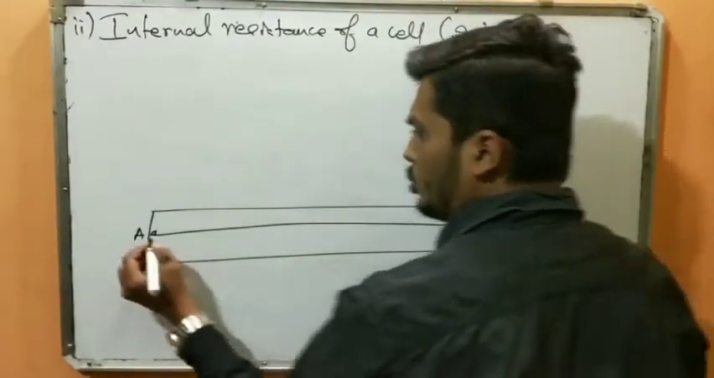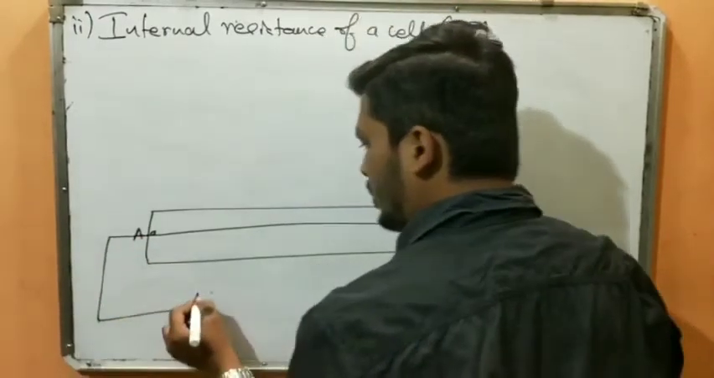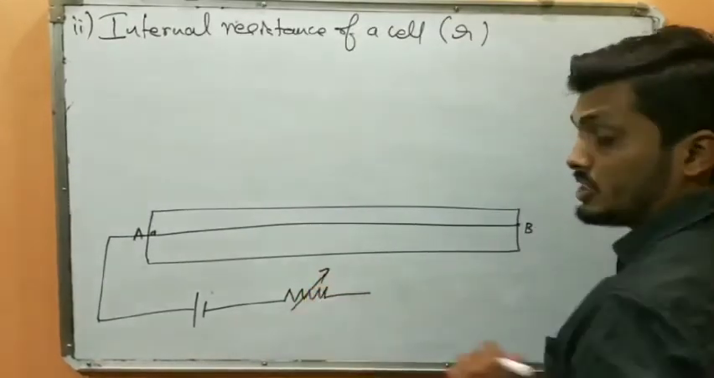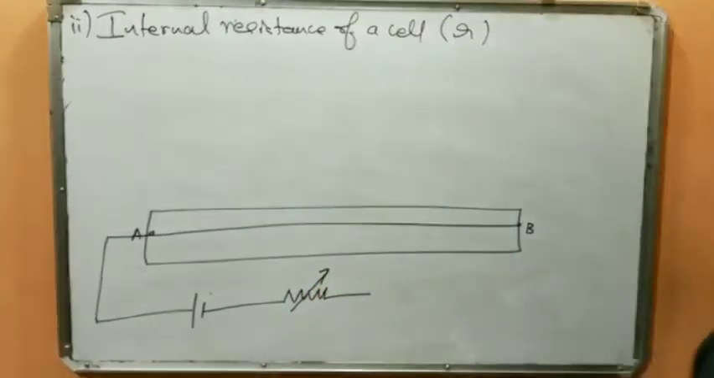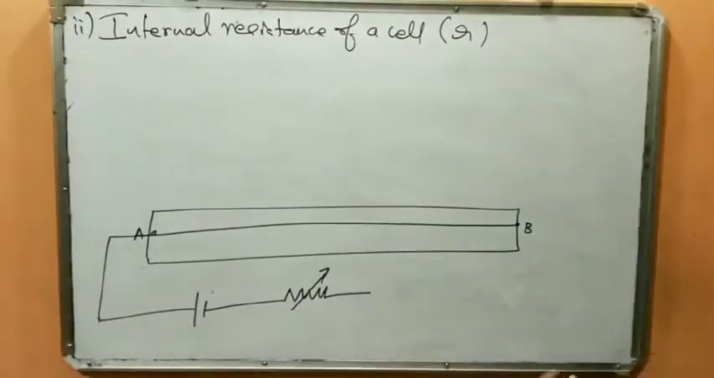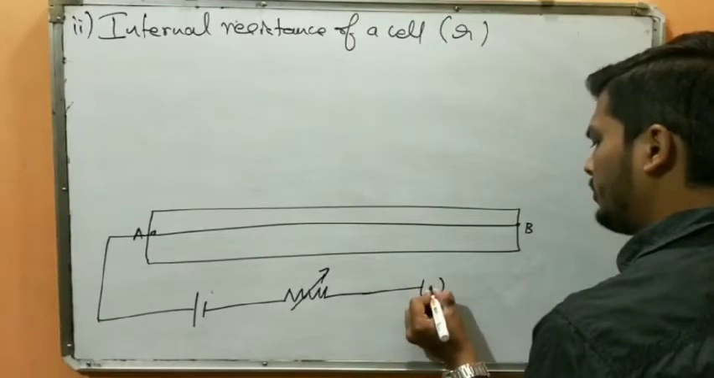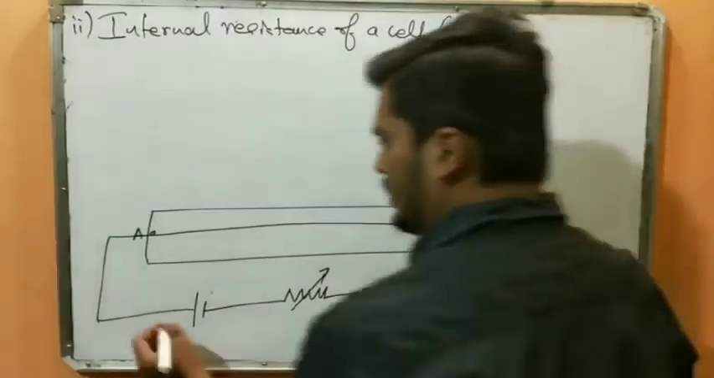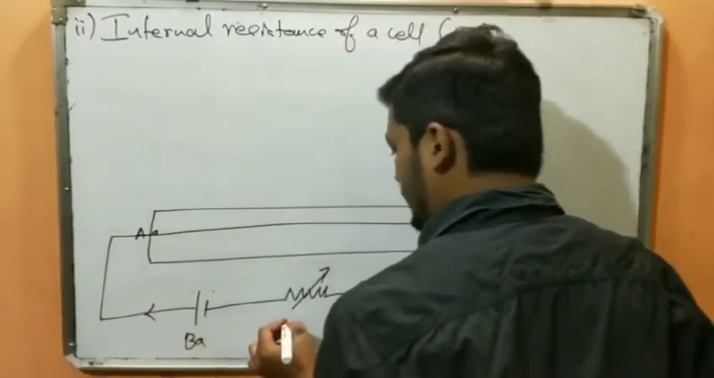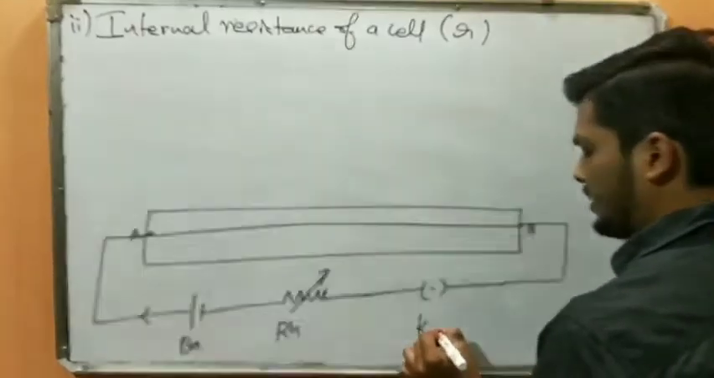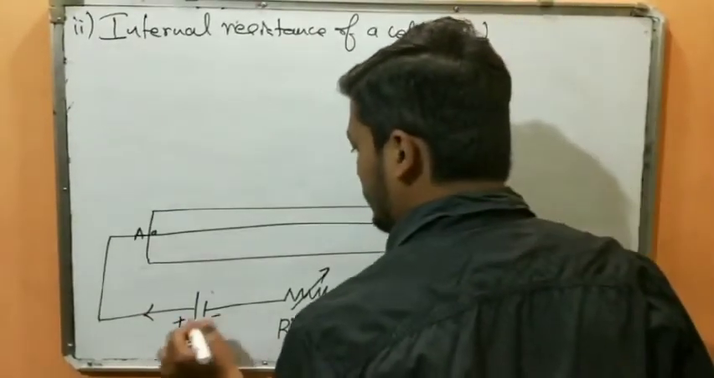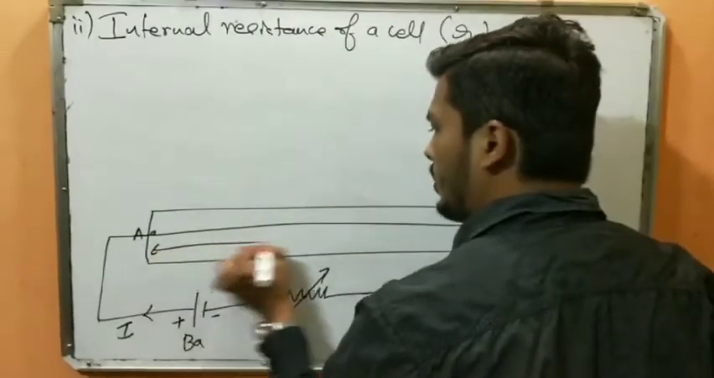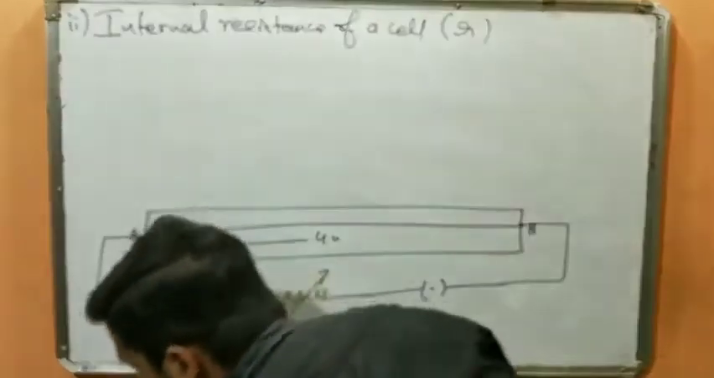Again, what I am going to do here is connect it with the battery and the rheostat, a variable resistance. It will regulate the potential and current. Once you do the practical, things will be quite clear to you, so don't mind if a few things are going over your head. Again, this is my battery, a rheostat, and a key K1, plus and minus. So current I is flowing. This is the 4 meter wire. I need not show you the details, you will understand.